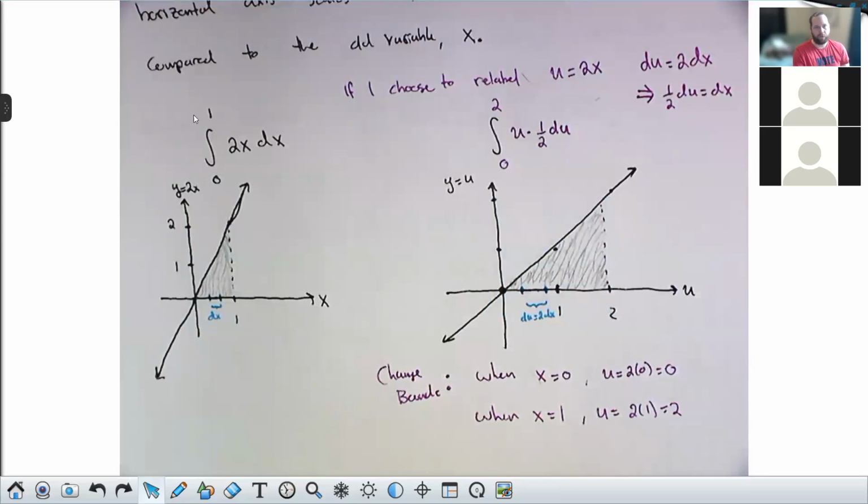Now, my goal is to evaluate this integral. I want to know, what is this? I'm going to get there by replacing 2x by u. That's fine. I can do that. But I need to make sure that I remember when I replace 2x by u, I'm stretching the whole picture horizontally by a factor of 2, which means I need to divide by 2 in order to conserve the area.